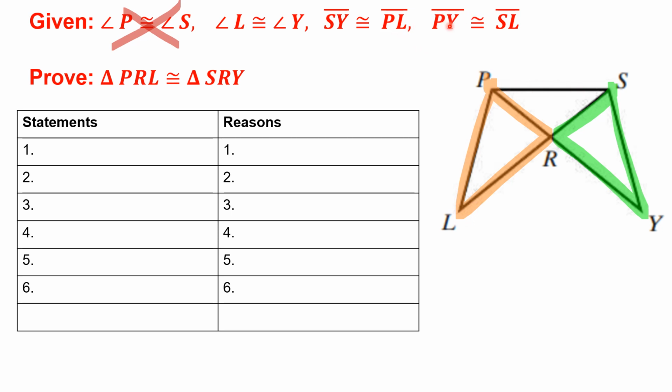And then lastly, line segment PY is congruent to line segment SL. So PY is congruent to SL. I don't think we're going to be able to use that because that's really going across 2 triangles there. So we're not going to use that either. Go ahead and mark that out.